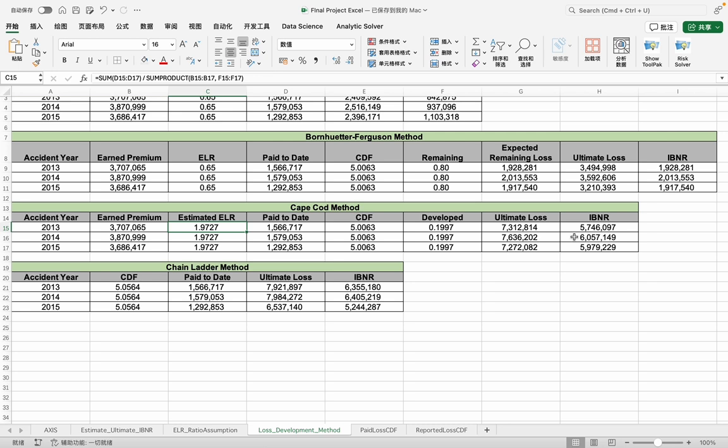To conclude, each method offers a different perspective. Chain ladder and Cape Cod are data-driven but volatile. ALR and BF methods offer more stable projections in early development years. A combined view helps ensure that our reserves are both adequate and reasonable.